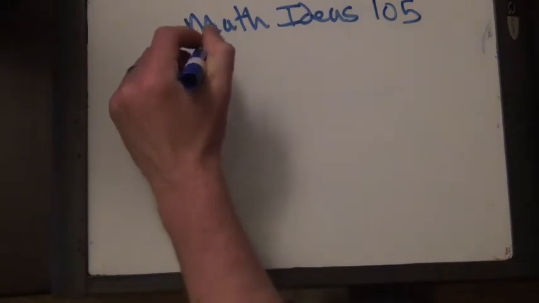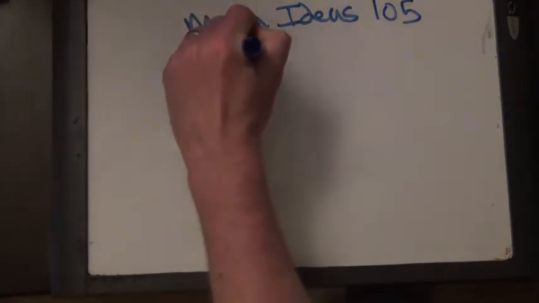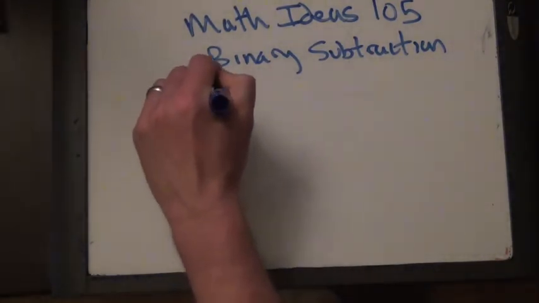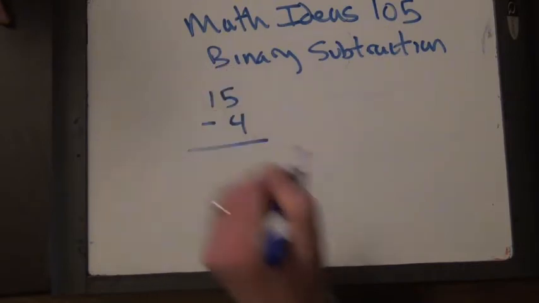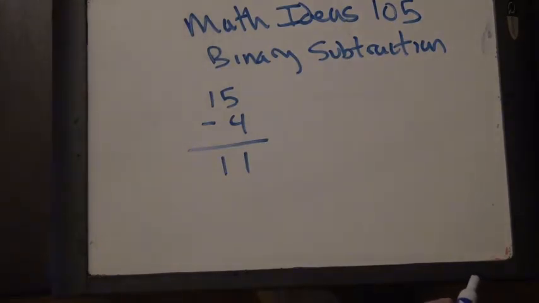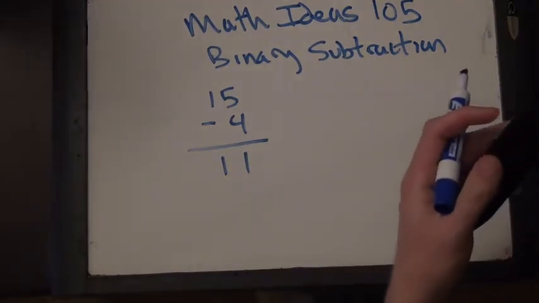Today we're going to talk about subtracting binary. Binary subtraction. Okay, so we know how to subtract numbers in decimals, right? Like we know how to do 15 minus 4. What's that? 15 minus 4 is 11. So we're going to learn how to subtract numbers in binary.